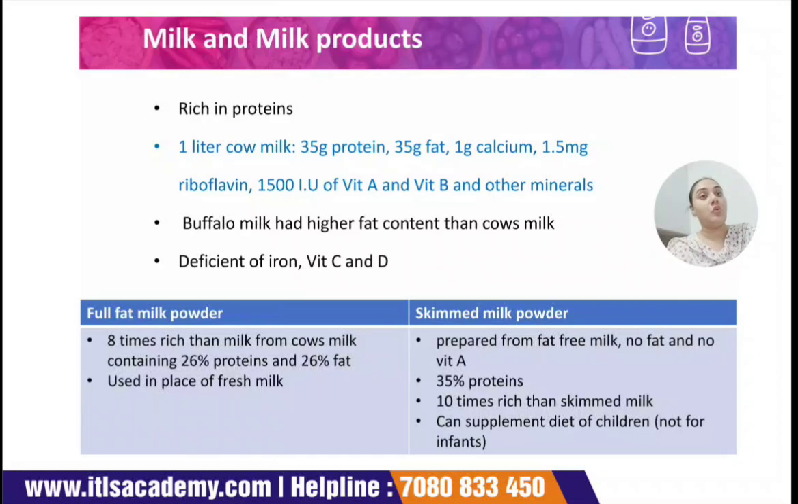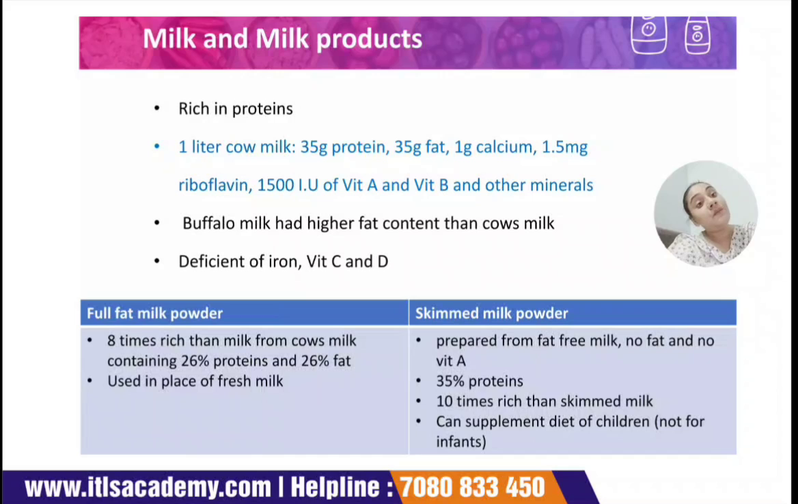If you compare different milks, in milk also there is a classification. There is milk of a goat, milk of a sheep, milk of a cow, and milk of a buffalo. Every milk has different nutrient content. So here, 1 liter of cow milk contains this amount of things.